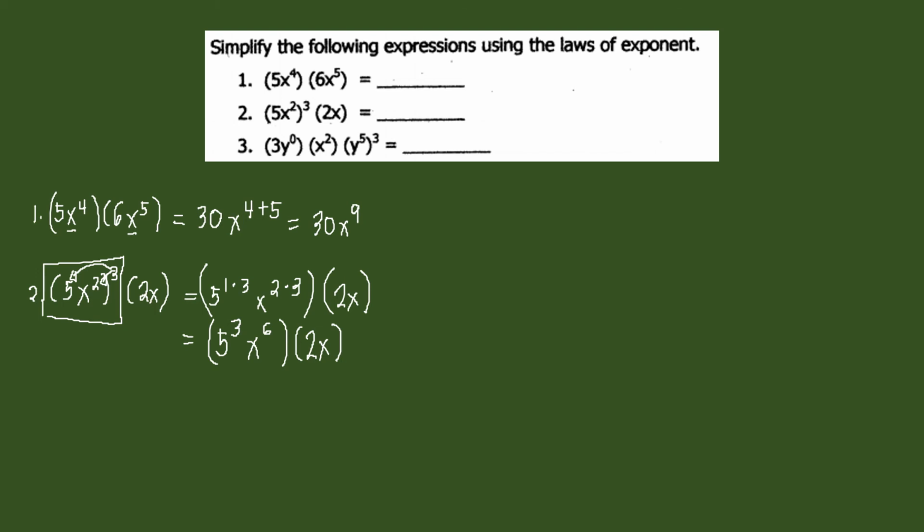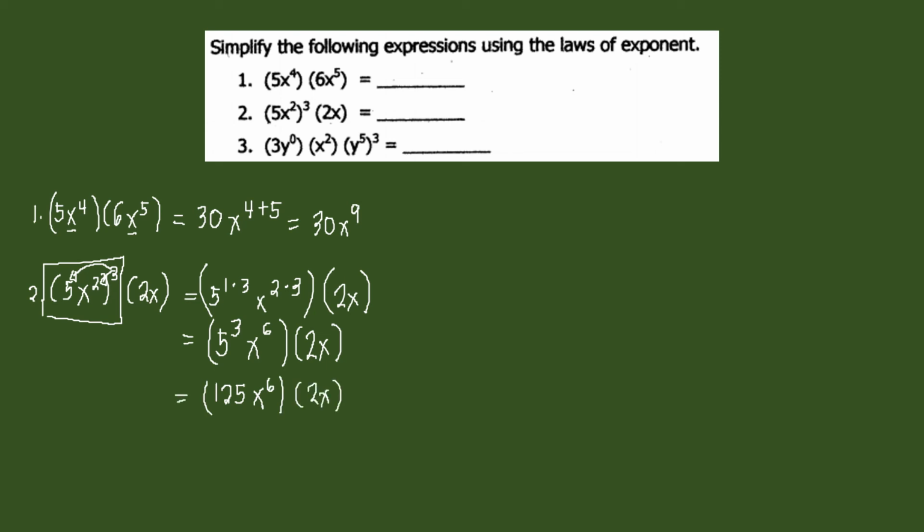We have to know what is 5 cubed. That is 5 times 5 times 5, based on the definition of the exponent, wherein it is the number of times you multiply the number to itself. So 5 times 5 times 5 is equal to 125. I will just copy x to the 6 and then copy 2x.